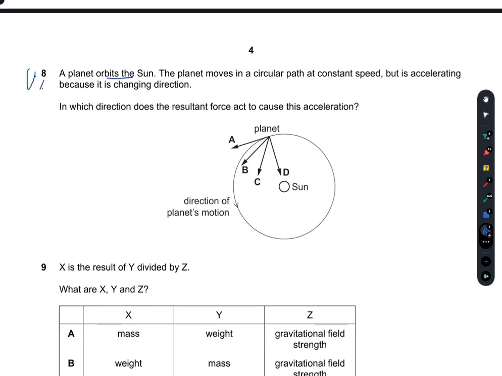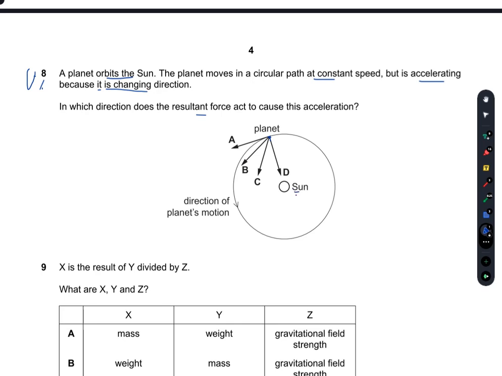Question number 8. A planet orbits the sun. The planet moves in a circular path at a constant speed but is accelerating because it is changing direction. In which direction does the resultant force act to cause this acceleration? Now it is moving in a circular track. First thing is that its direction of movement is tangent to the attraction of the sun.